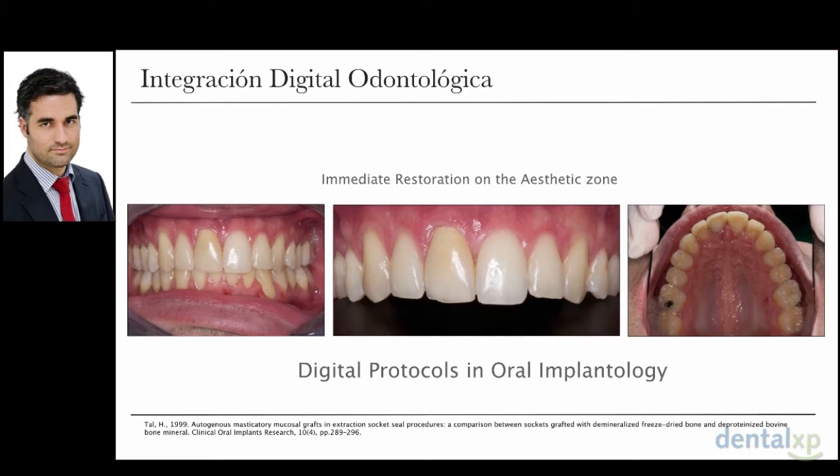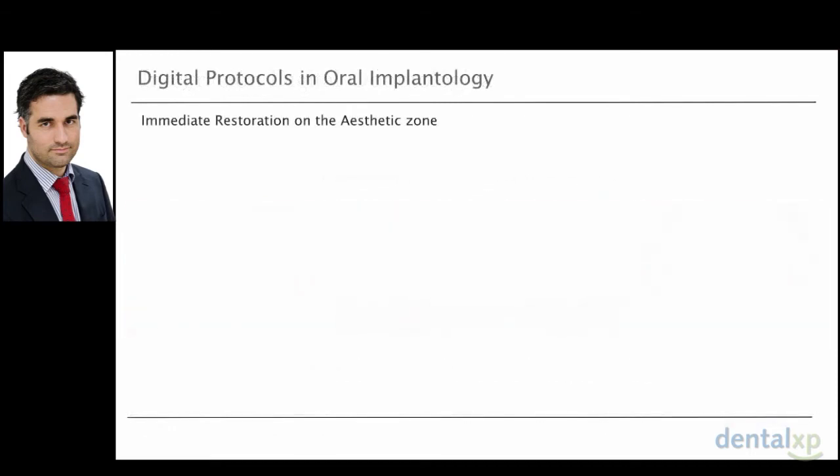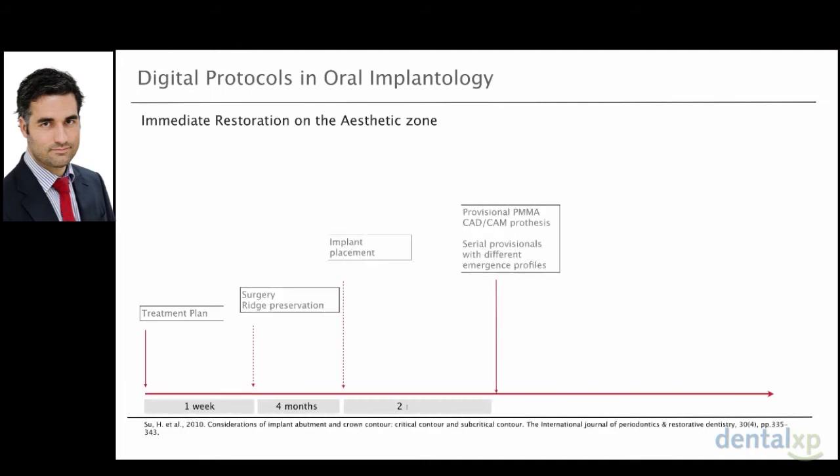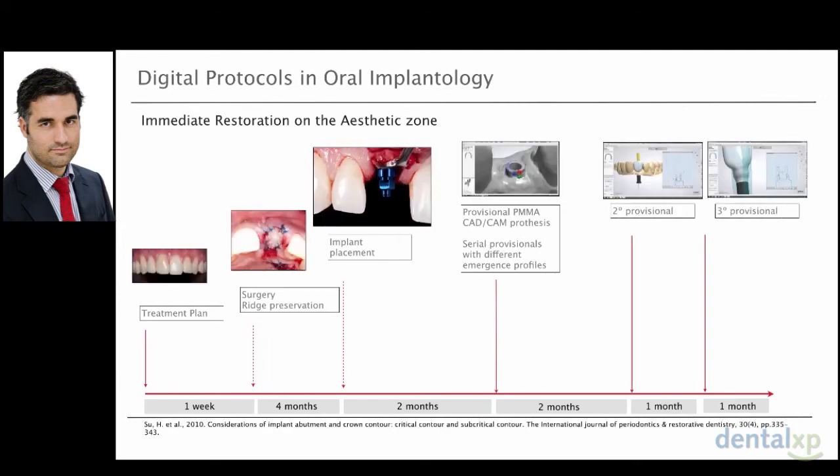You are going to see now the treatment plan that I explained to the patient. I told the patient that it was too risky to do an immediate implant, so I would prefer to do a ridge preservation. Then after 4 months I place the implant, then I do a provisional, and then, as you will see, all this protocol, all this soft tissue management with CAD/CAM prostheses, I will explain later.